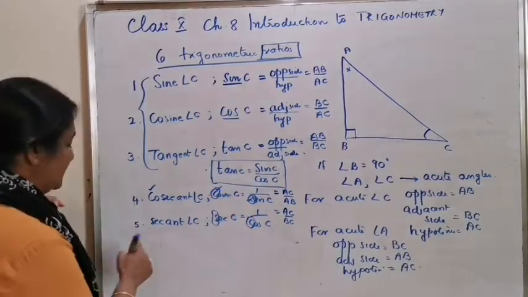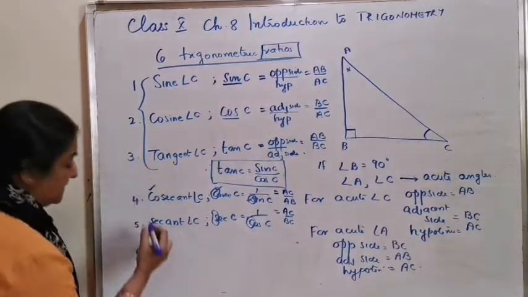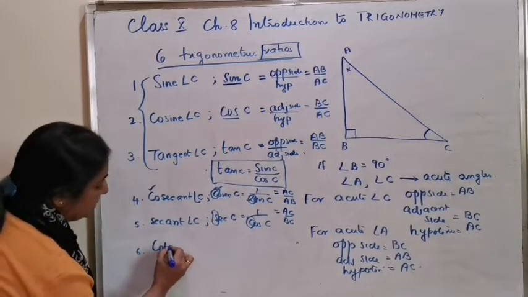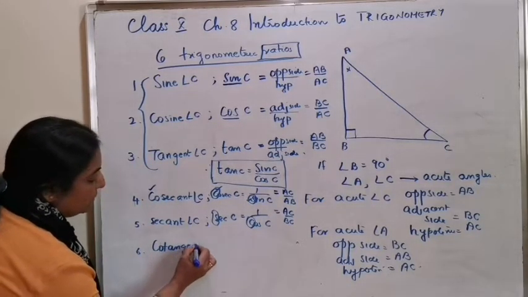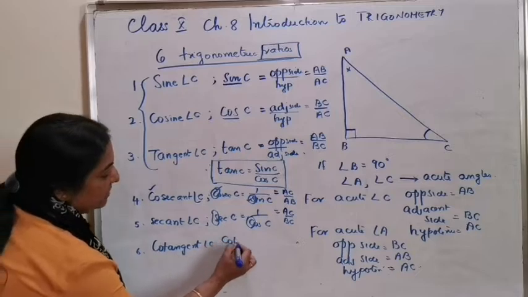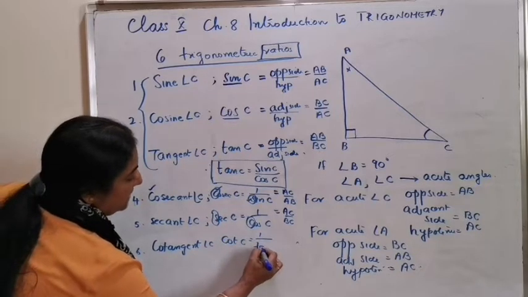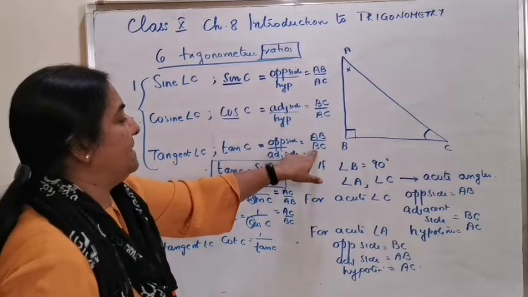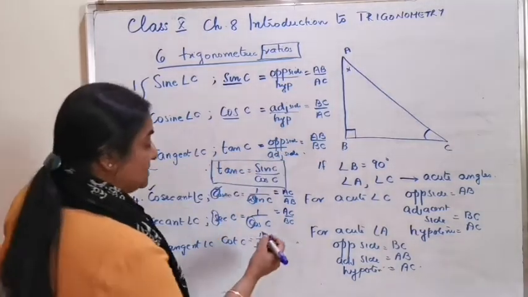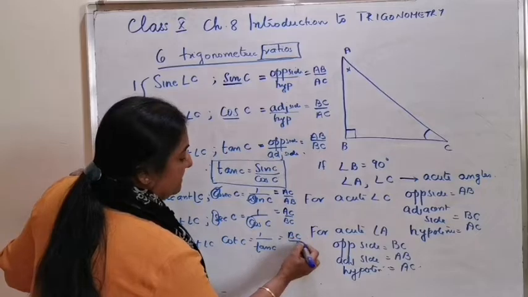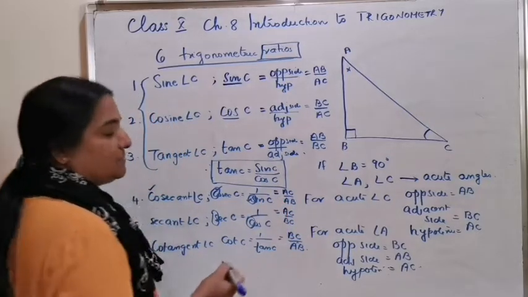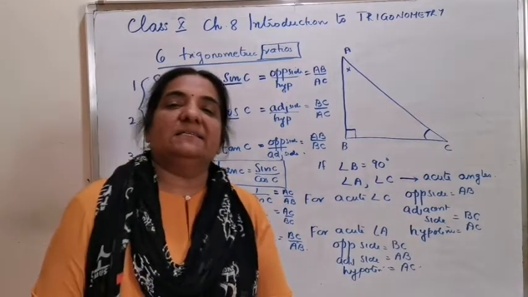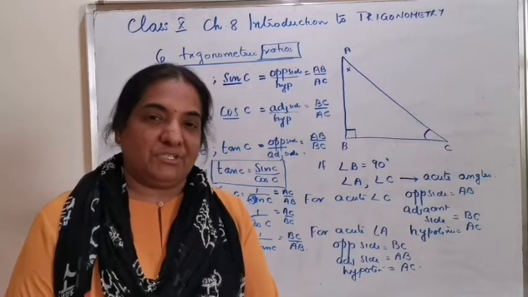And the sixth ratio is the reciprocal of tangent, cotangent angle C, or cot C is 1 by tan C. Tan C is AB by BC. Therefore, cot C is BC by AB. So, these are the 6 trigonometric ratios.